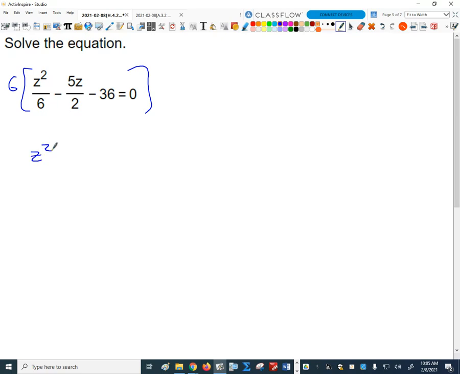So I'm going to get a z squared, 6 times negative 5z over 2. Well, look what's going to happen there. The 6 over the 2 is going to reduce to a 3, which I multiply by the top, right? And I get a minus 15z minus 6 times 36 is 216. So there's maybe a better equation, right?